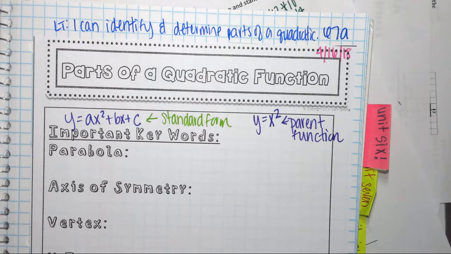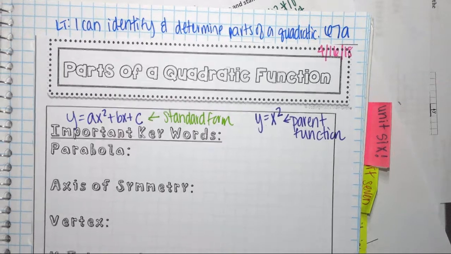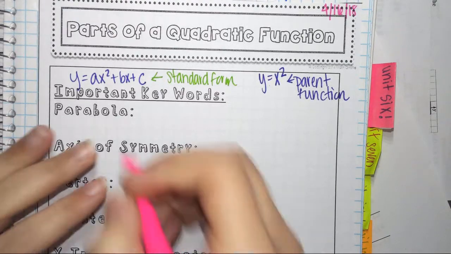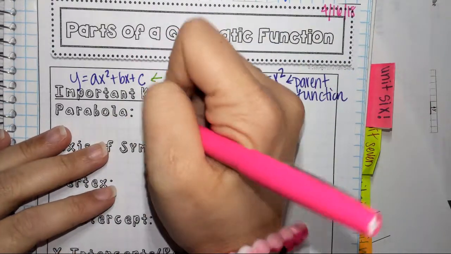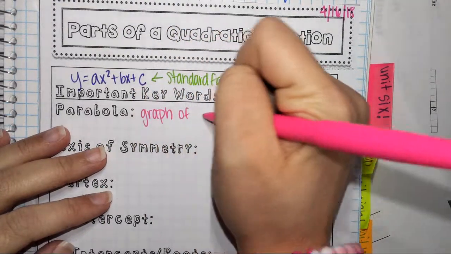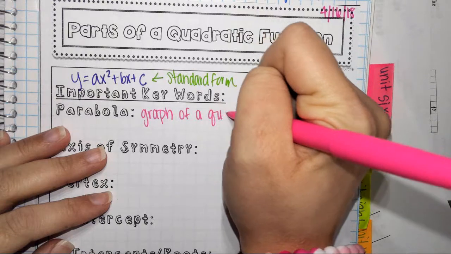All right, so what is a parabola? We've talked about this word before. It's like the graph of a quadratic. Both of you take a point. Good. So this is the graph of a quadratic.